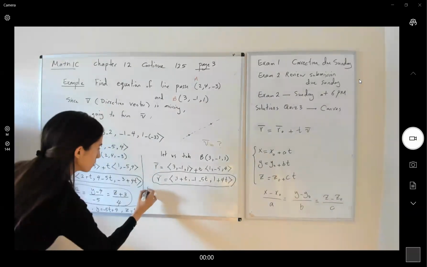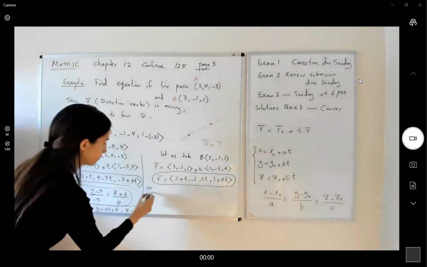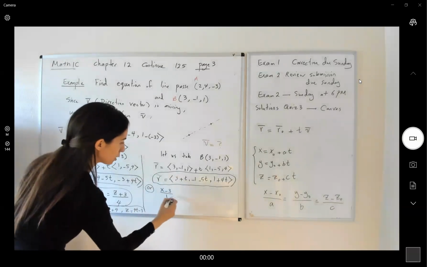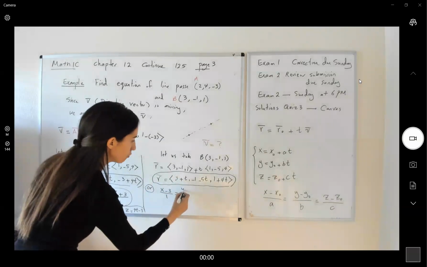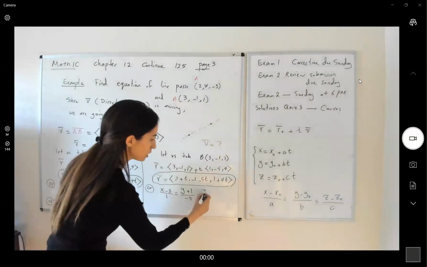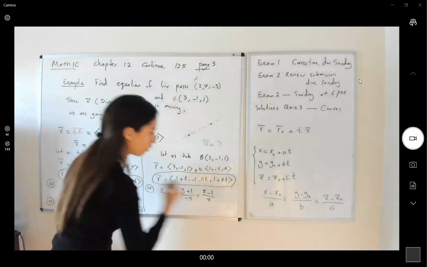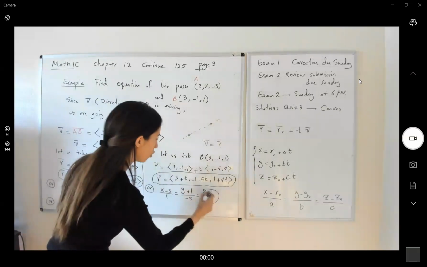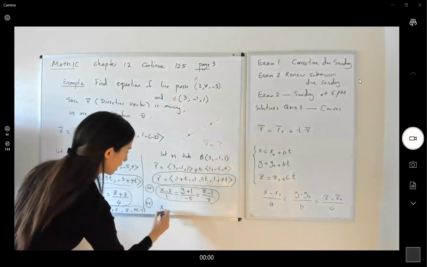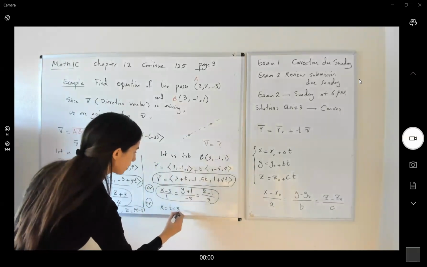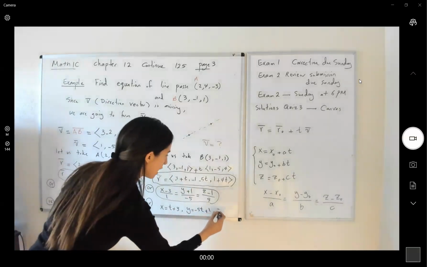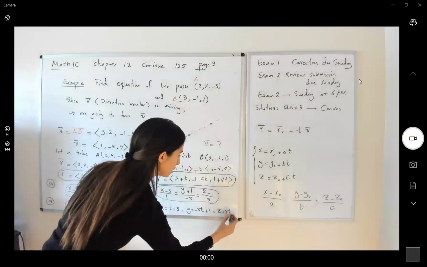Or you can write it this way. x minus 3 divided by 1 equals y plus 1 divided by minus 5 equals z minus 1 divided by 4. Or you can write the parametric equation. x is t plus 3, y is minus 5t plus 1, and z is 4t plus 1.